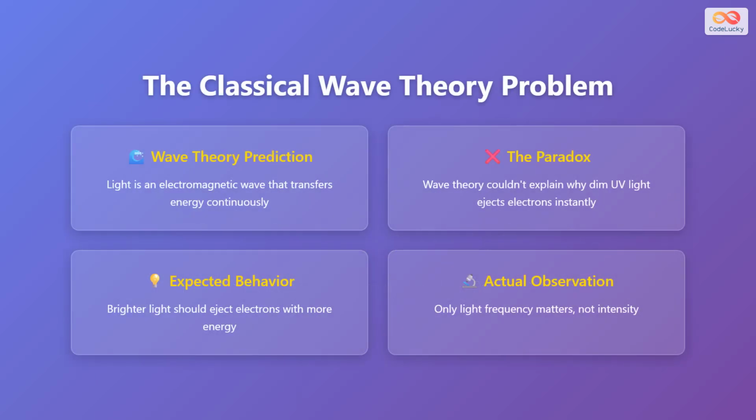Before the photoelectric effect was properly understood, physicists believed that light was purely a wave that transferred energy continuously. According to this classical wave theory, brighter light should eject electrons with more energy. However, experiments showed something completely unexpected. Even dim ultraviolet light could instantly eject electrons, while bright red light, no matter how intense, could not. The crucial factor turned out to be the frequency of light, not its intensity. This contradiction created a major crisis for classical physics.